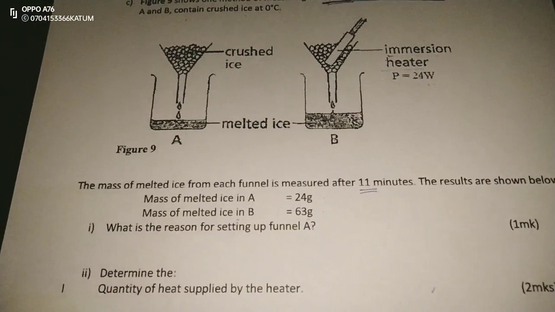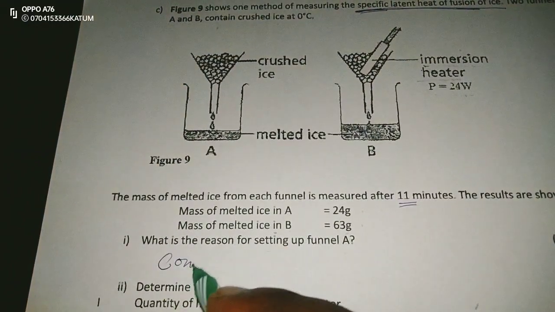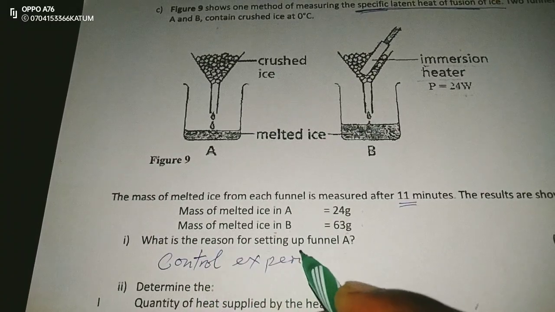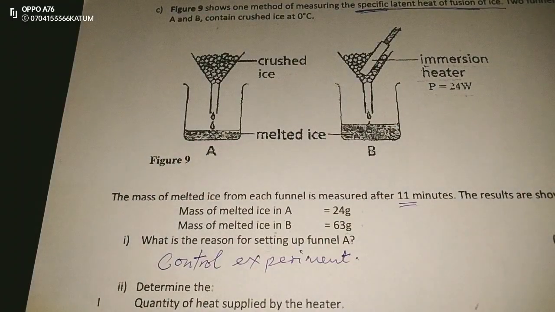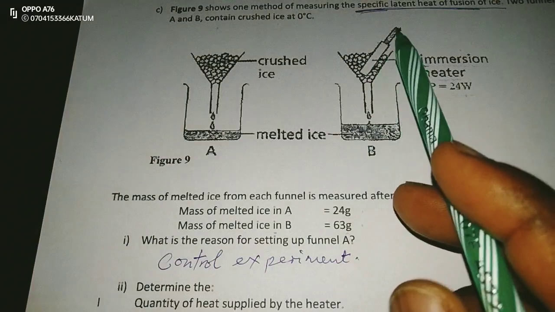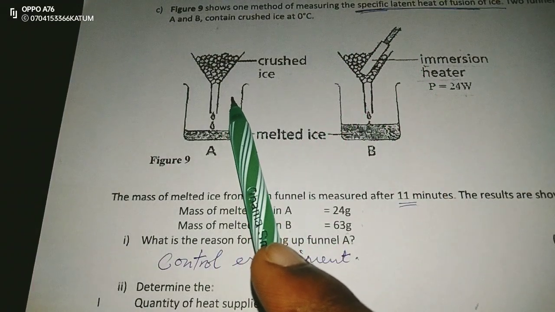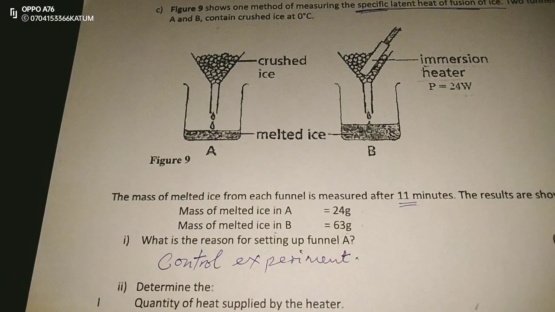And we should know that the purpose of funnel A is what we call a control experiment. In other words, it will be here to tell us, what if there was no immersion heater? Are we not realizing that ice could still have melted naturally? Yes. So it's a control experiment.